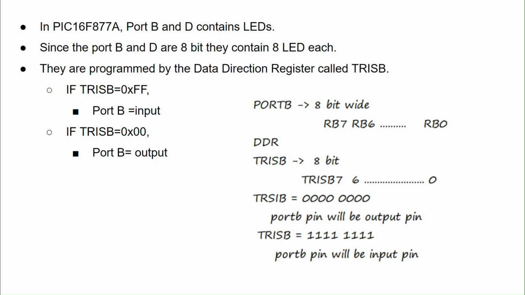If the TRIS is equal to 0, port B will act as an output. If the TRIS is equal to 1, port B will act as an input.